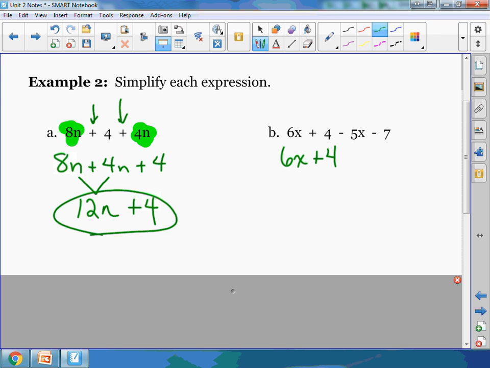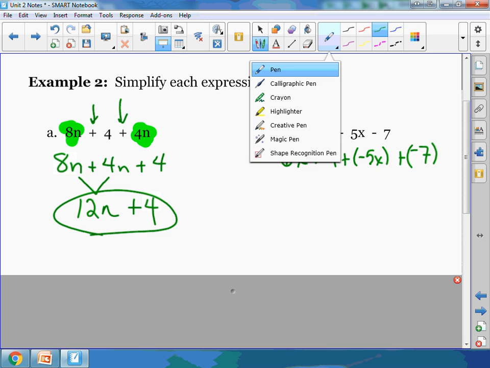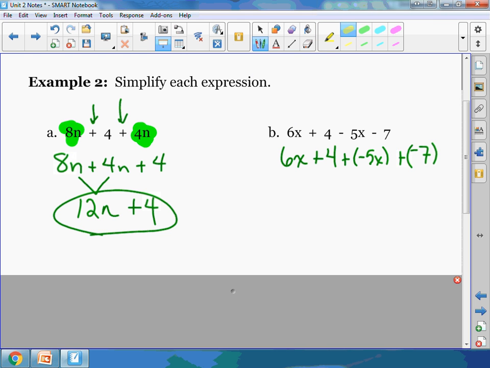Andrew? I could write that as plus a negative 5x. And what could I do with a minus 7? Sullivan? Add the opposite, plus negative 7. Now, tell me, where are my like terms? Give me some like terms. Sophie?